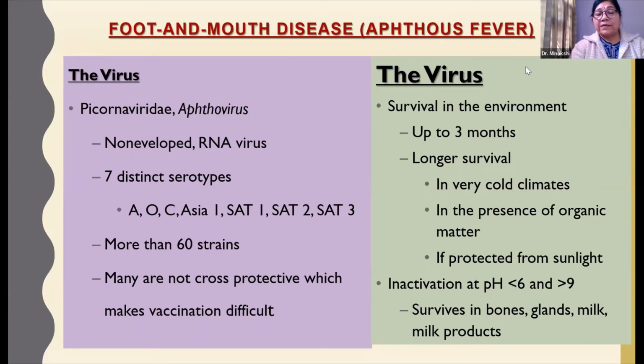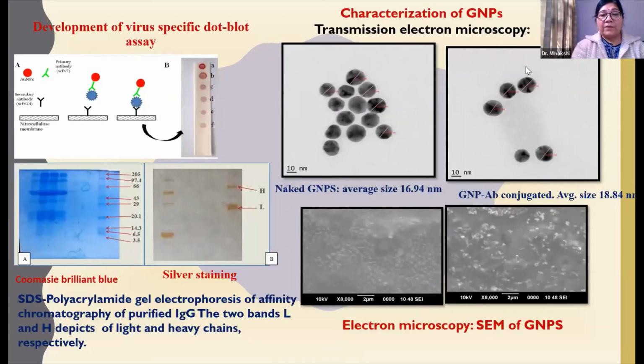Though vaccine is there, the protection immunity is very short-lived, up to 3 months. This virus is very hardy. It can survive up to 3 months in the environment, and in cold climate, it can survive longer. And if sunlight is not there, it still stays longer, for years together. In milk and in dry milk powder, it can stay for years together. It is inactivated at pH between 6 and 9. So pH is very important, and it can survive in bones, glands, milk products. So a very hardy virus.